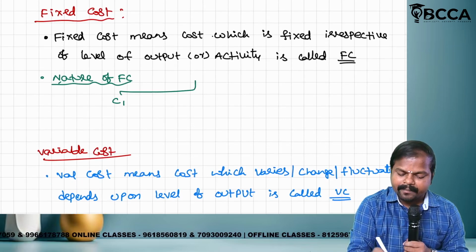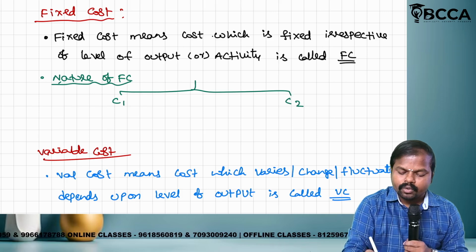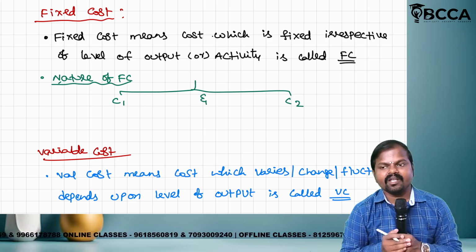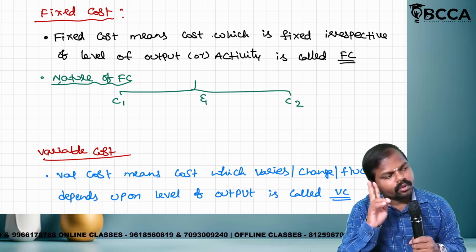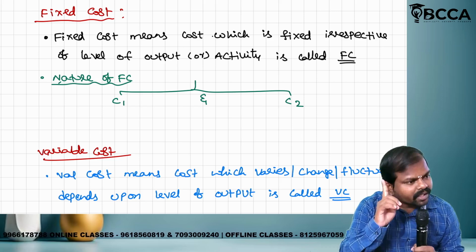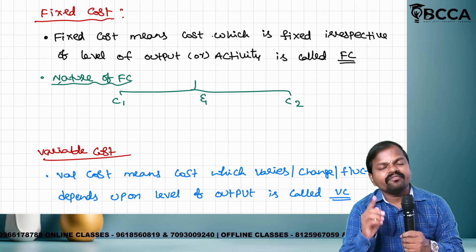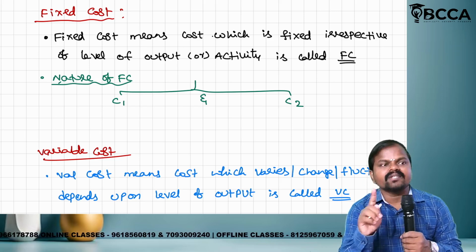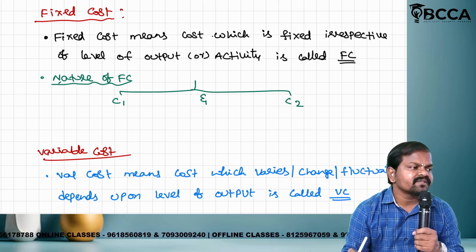See, condition number one, condition number two. Two conditions should be satisfied. How many conditions should be satisfied? Two conditions, both, not any one. Both conditions should be satisfied. If both conditions are satisfied, such cost should be referred to as fixed cost.